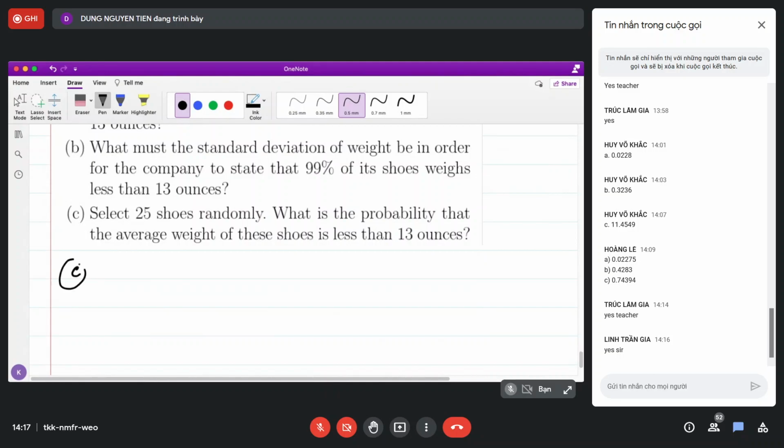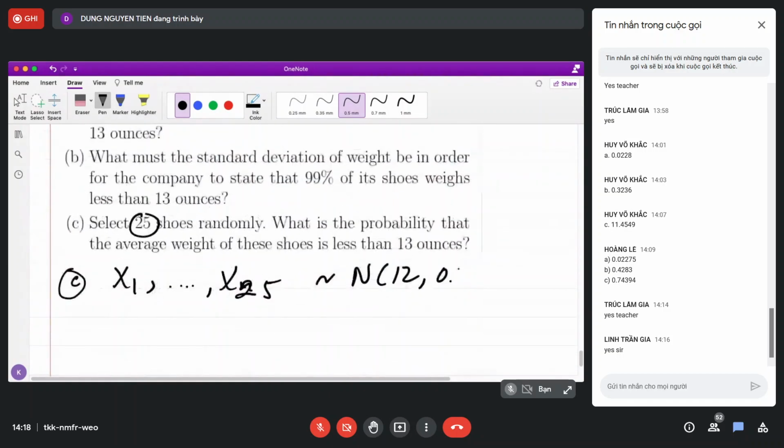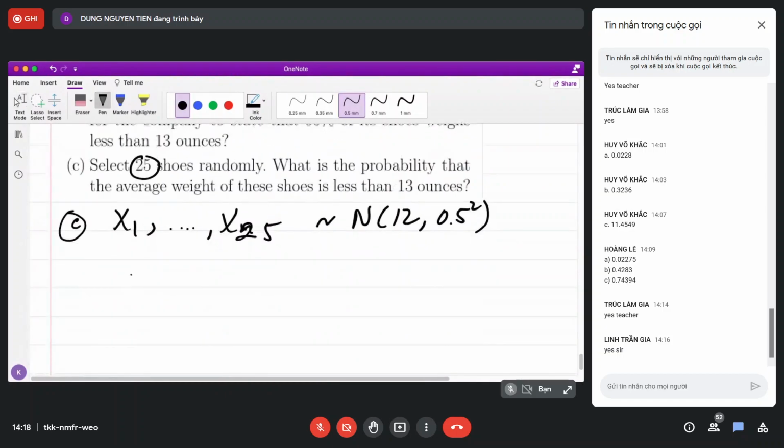Question C, okay. There are 25 shoes. Suppose that X1, X2, up to X25 are the weights of the shoes. Then you can see that they follow a normal distribution with the mean 12 and the variance 0.5 squared. Okay. Then you want to deal with the average weight.